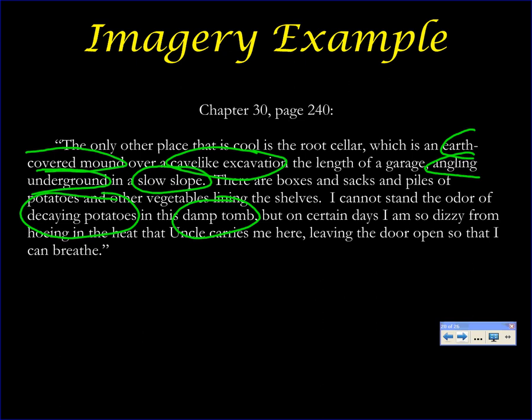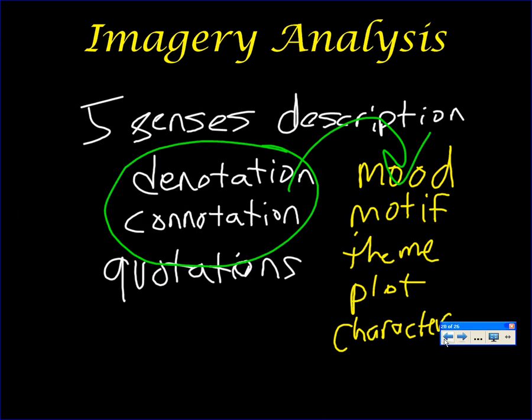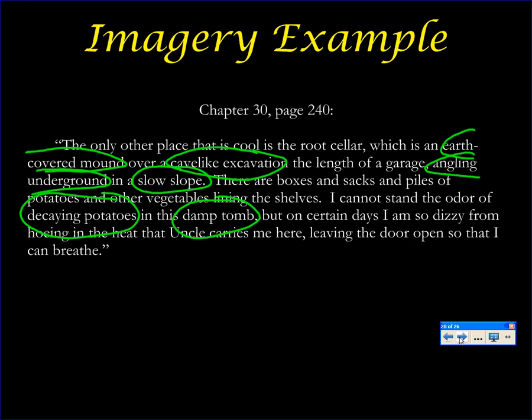Damp tomb. Is it comfortable or uncomfortable? Uncomfortable. This is a place I don't want to be. That's your connotation denotation analysis, and you practice it for whatever you feel is really important. So you've done step one. Step two is to tell me why the author's doing this. Why is the author presenting this type of imagery at this point in the novel?